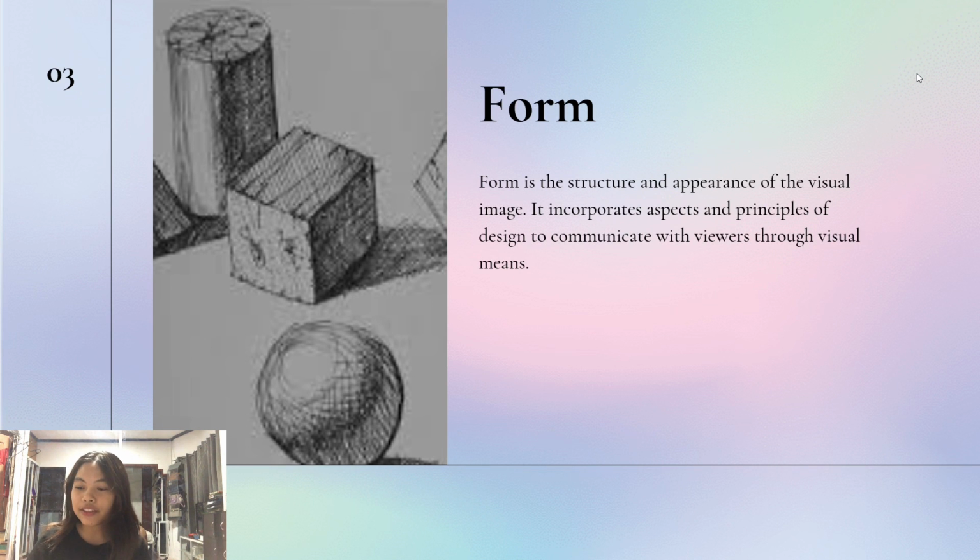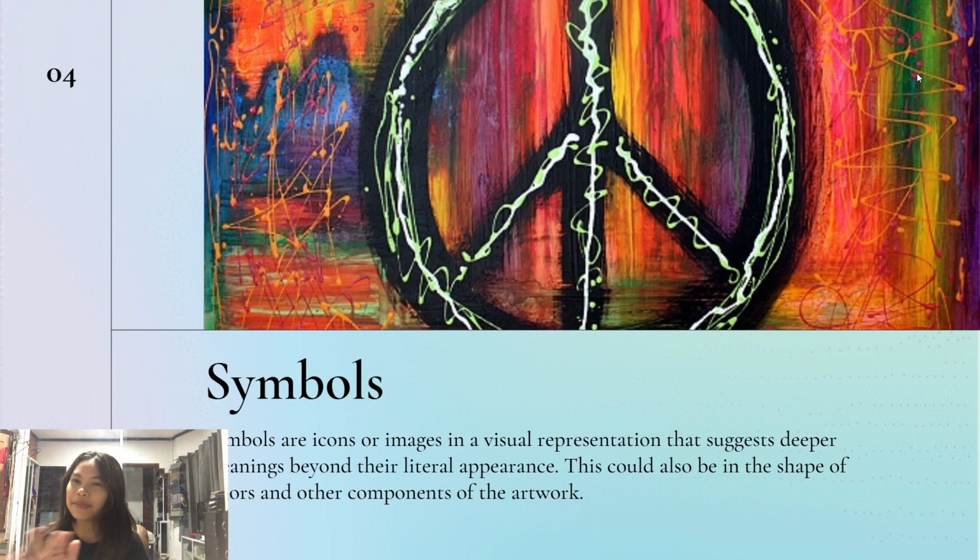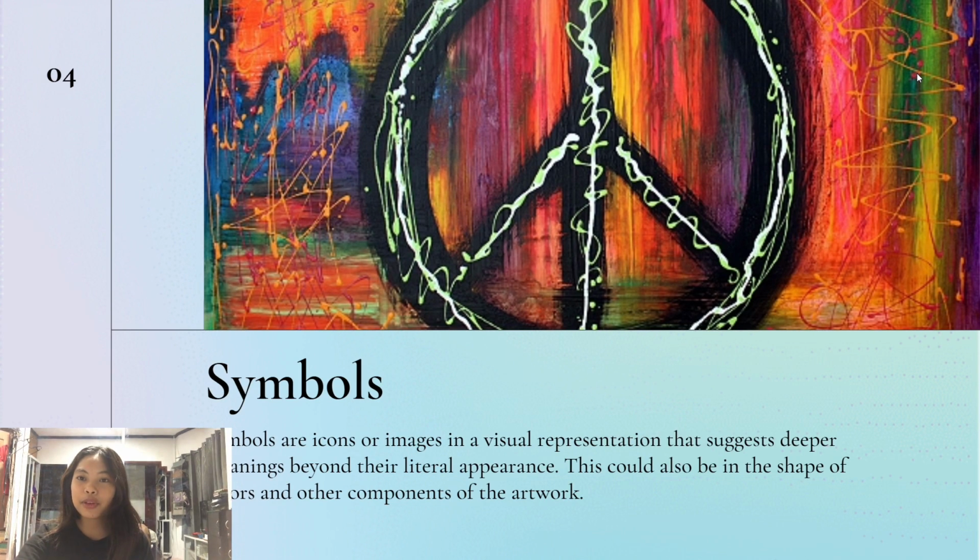Next perspective is symbols. Symbols are icons or images in a visual representation that suggest deeper meanings beyond their literal appearance, like the picture that's provided. Of course, we know what this picture means. It represents the peace sign. This is the peace sign. That's what symbols are.